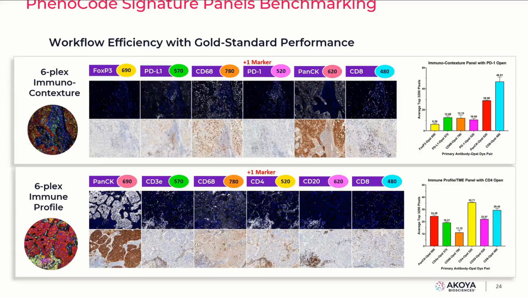Also shown on the extreme right for both panels is the average pixel intensity and the average top 3200 pixels for each marker determined from 5 regions of interest for each lung cancer tissue. And all this demonstrates consistent staining across tissue sections.